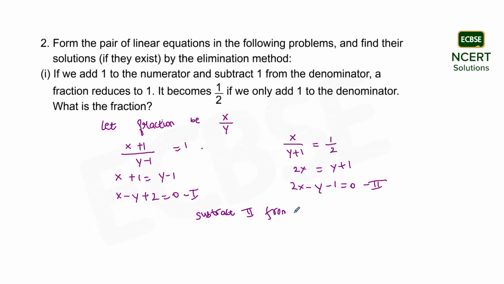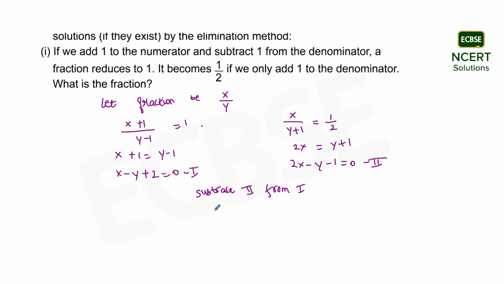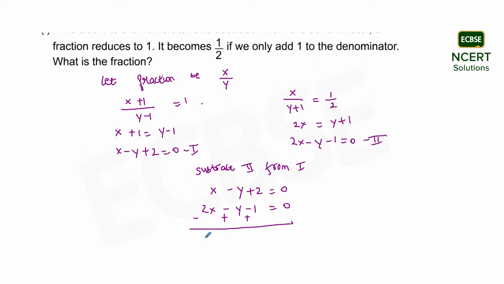from the first equation. So writing the first equation, that is x minus y plus 2 is equal to 0, and the second equation, which is 2x minus y minus 1 is equal to 0. In order to subtract the second equation from the first, we need to change the signs. Here it will be minus, here it will be plus, and here it will be plus. Now adding them, x minus 2x is equal to minus x, and here it will be plus 3 is equal to 0. So from here, the value of x comes out to be equal to 3.